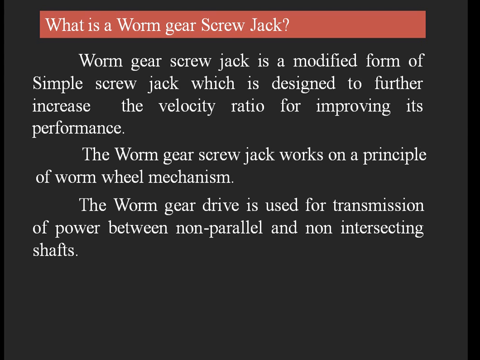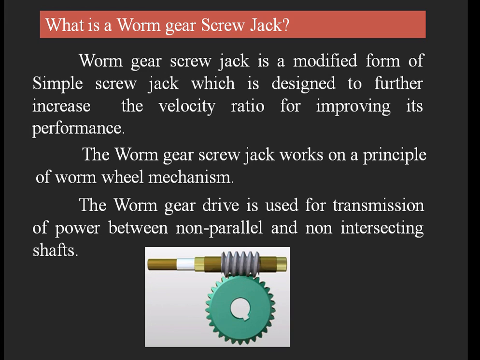I would like to show you here. Again, the worm gear drive is used for transmission of power between non-parallel and non-intersecting shafts, as I just told you. Next I would like to show you the image. This is the basic figure which shows the worm gear arrangement, that is the worm and worm wheel. Here this screw part is called the worm screw, and this is called the worm wheel or worm gear. This entire mechanism is the worm gear mechanism.